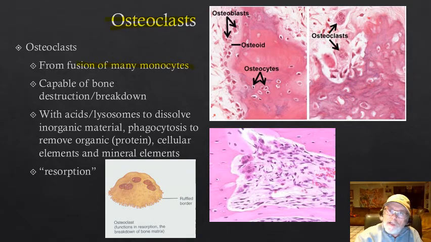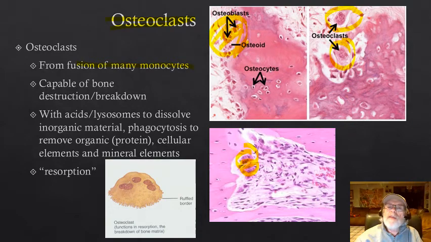Okay, and if you look here, these larger cells in here, these are osteoclasts. That's an osteoblast up there. They don't have an osteoclast here. Okay, this is an osteoclast there. That's an osteoclast there. They're quite large cells.